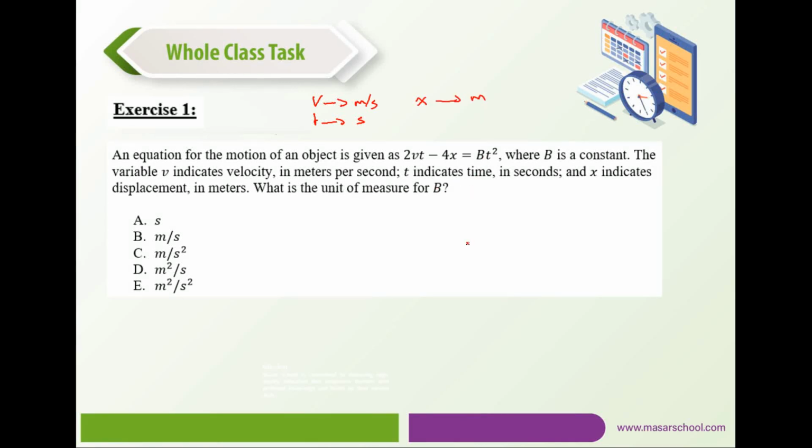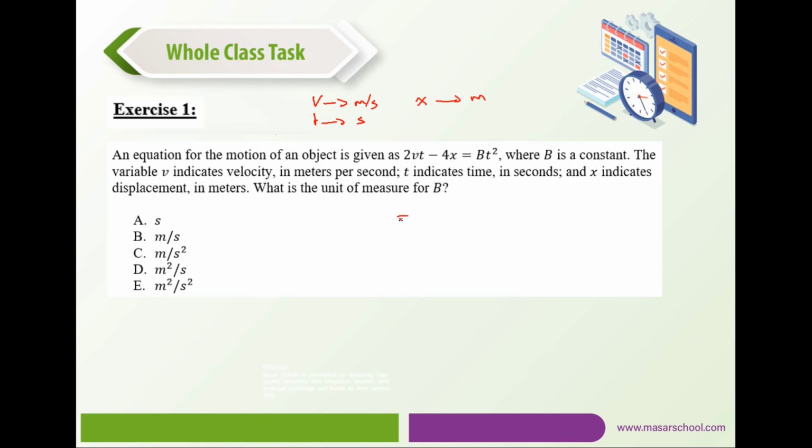We can do it in two ways. Let me explain the first method. What we're trying to do here: we don't know much about b, we know what v, t, and x are, and we need to find the unit of b. Let me start with the first one.